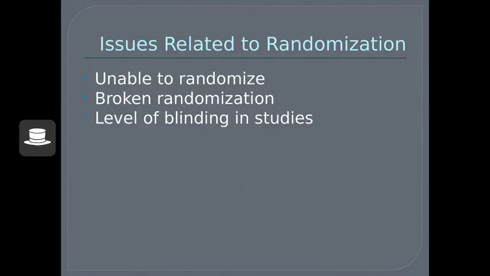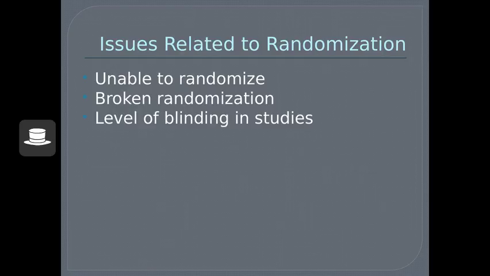Another issue is broken randomization, and that could happen if people are non-compliant with treatment assignment, so they get assigned to a group but they don't complete the treatment because maybe the side effects are too difficult to deal with or something like that. And a solution that you might see in studies related to that is called an intent to treat model. If you see that, that's just a way of the statisticians dealing with broken randomization. And then finally, related to the level of blinding in studies.